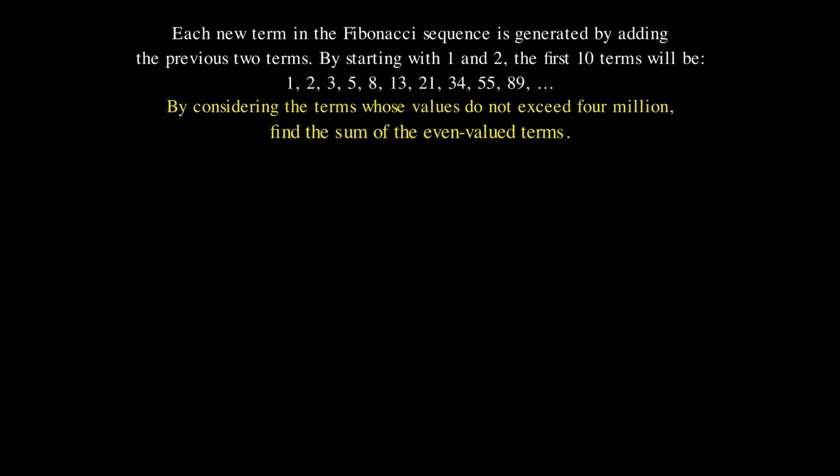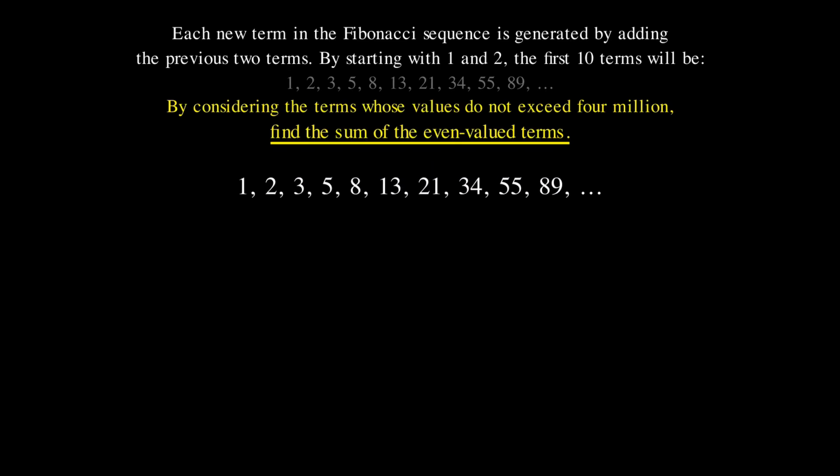Project Euler Problem 2 asks us to take a look at the Fibonacci sequence and find the sum of all the even-valued terms less than 4 million. Here we have the start of the Fibonacci sequence, and we see that each element is the sum of the previous two. So 3 plus 5 equals 8. That's why 8 goes after 3, 5.